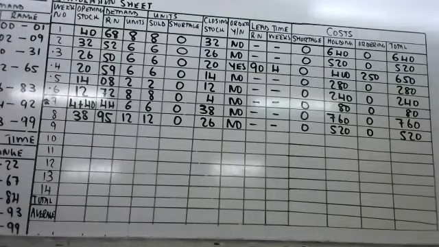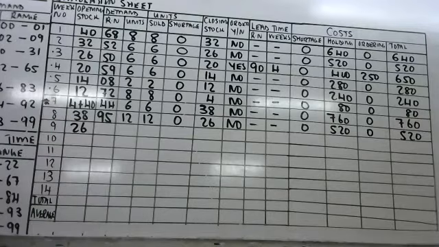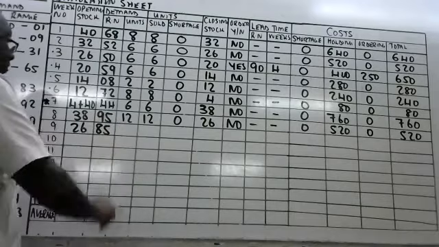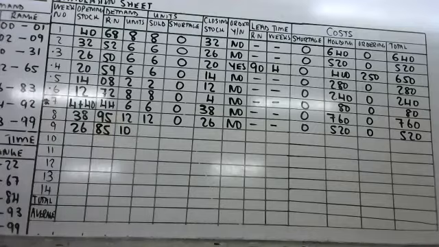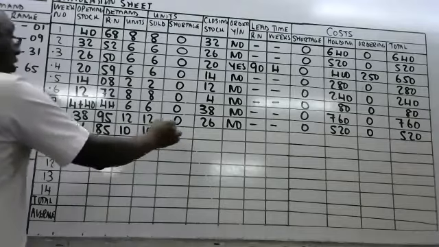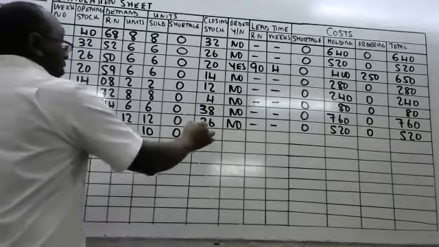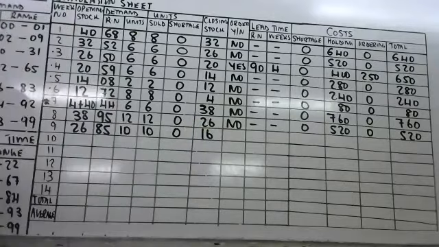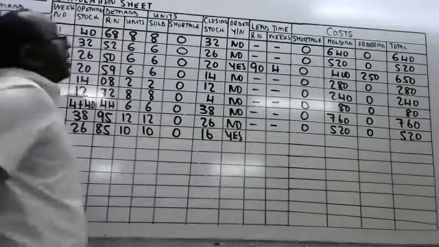Week 9. We open now with what? 26. Random number is 85. So 85 gives us how many units? 10. So how many do we sell? 10. What is the shortage? 0. Then what is the closing stock? 16. So do you make an order? Yes. It's time now to place the order.